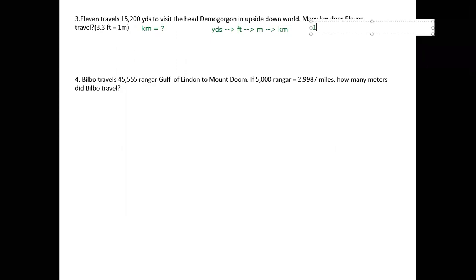So in addition to the conversion factor given to us, we need to also know how many feet in a yard and how many meters in a kilometer. And these are things you should know. You should know how many feet are in a yard and how many meters in a kilometer. So now we're ready to set up our train tracks.